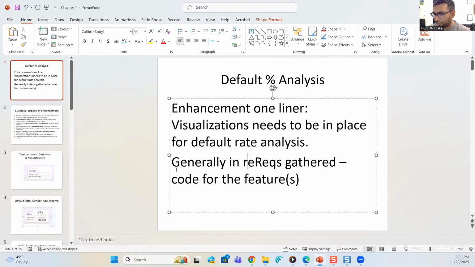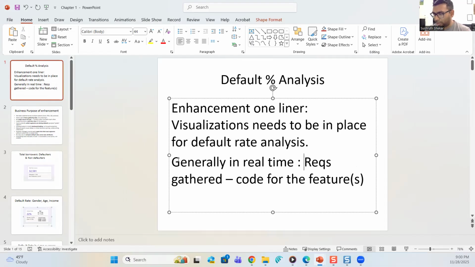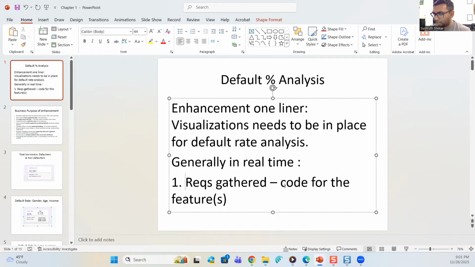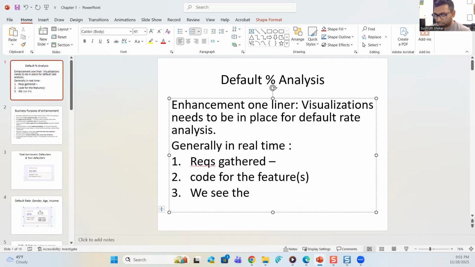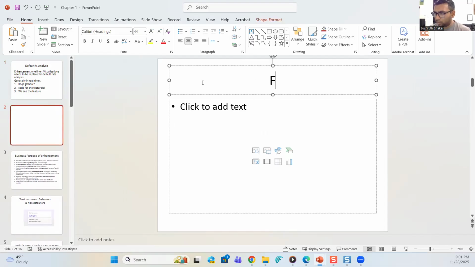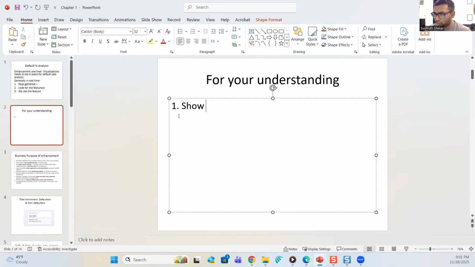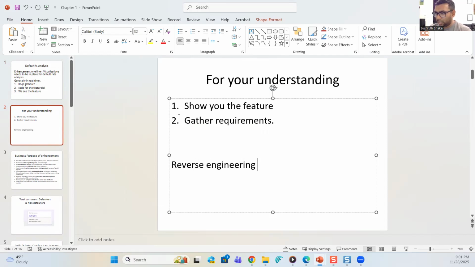Generally, in real time, this is what is done: requirements are gathered first, then we code for the feature, and then we see the feature. Here, for your understanding, I'm first going to show you the feature and then gather requirements. This is what is called reverse engineering. Of course, we don't have to code, because you are not a developer, so that's not needed.